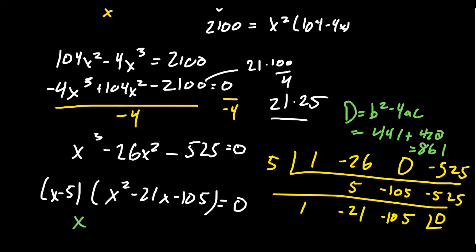If you continue with the quadratic formula, you would get 21 plus approximately 29.3, over 2, which if we compute that together is approximately 25.2 inches. Just because we have an irrational solution does not mean this isn't feasible. It could be a potential answer.